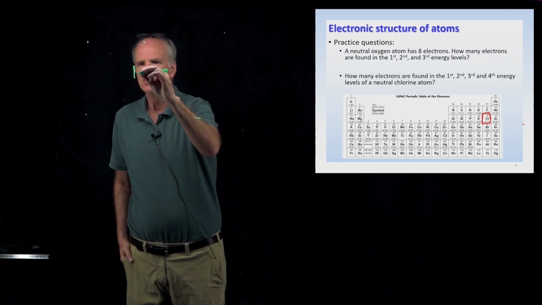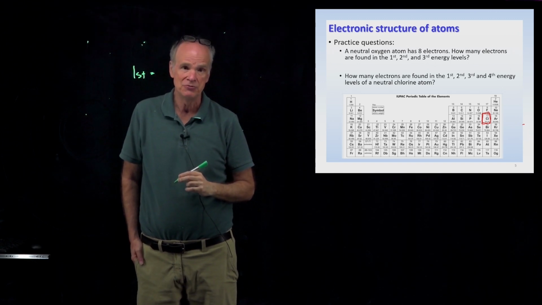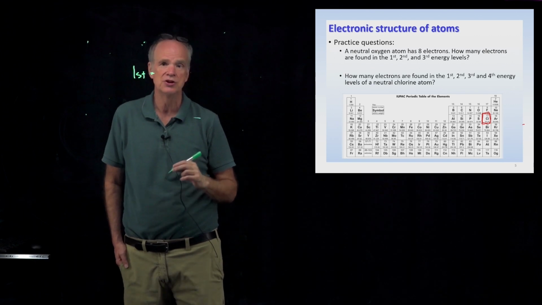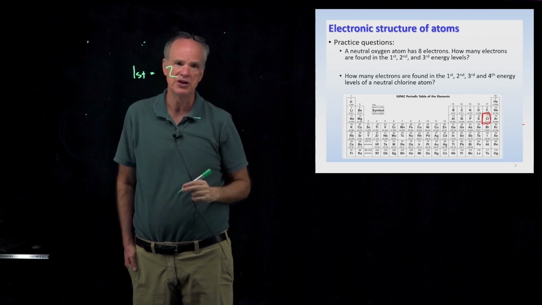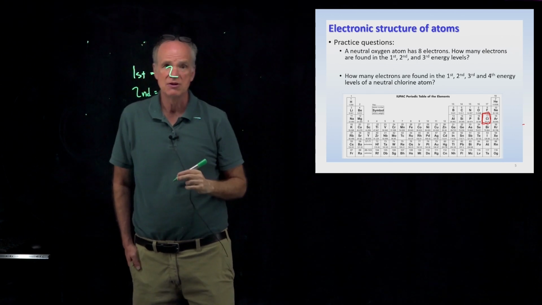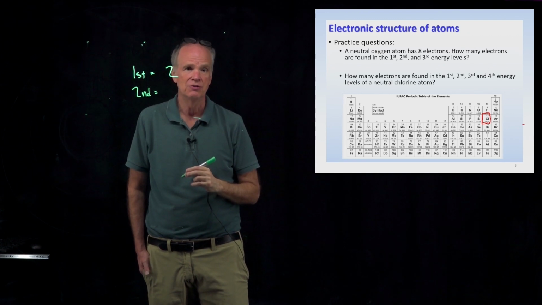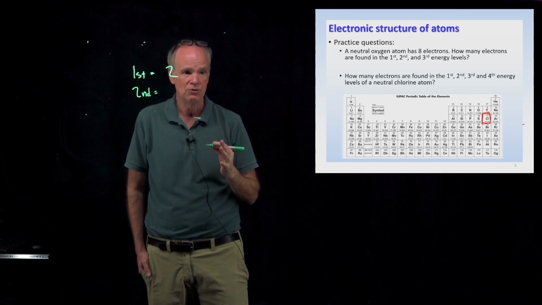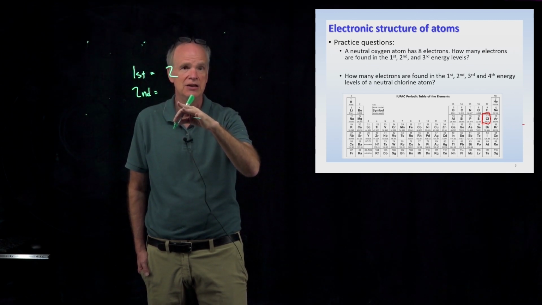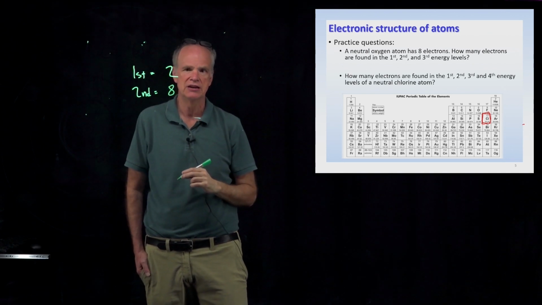You might remember that the first energy level of any atom can have up to 2 electrons. And so of chlorine's 17 electrons, the first 2 are going to go into the first energy level. So the first energy level has 2 electrons. The second energy level, you may remember, can have up to 8 electrons. We started out with 17 electrons, we reduced it by 2, we're now down to 15. Of those 15, 8 will go into the second energy level.